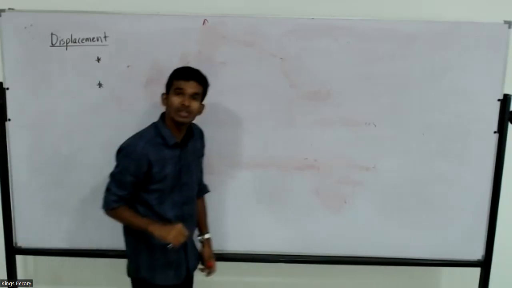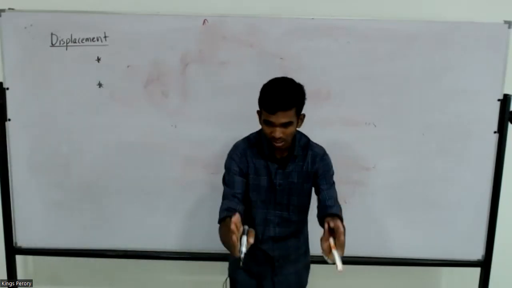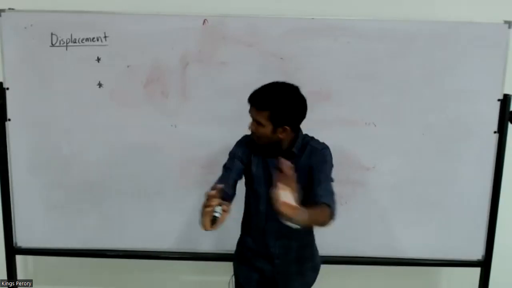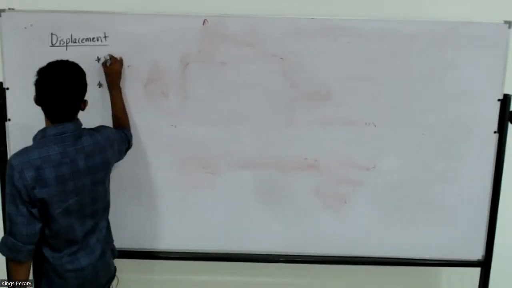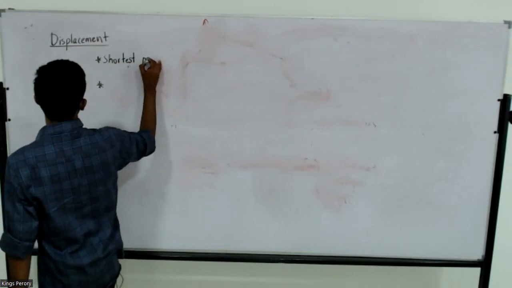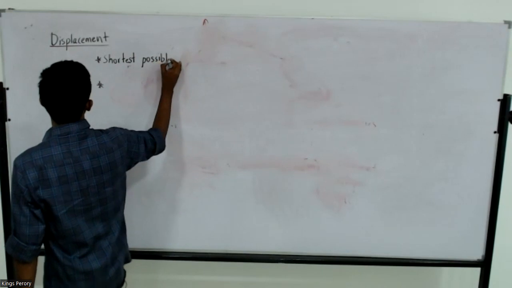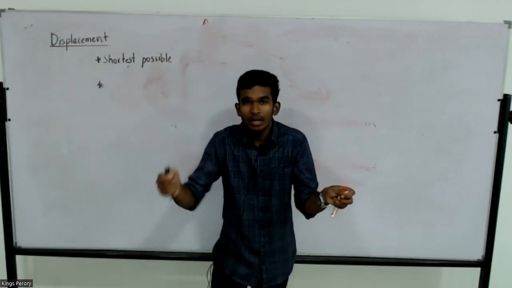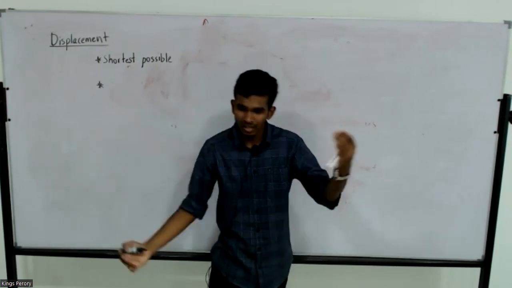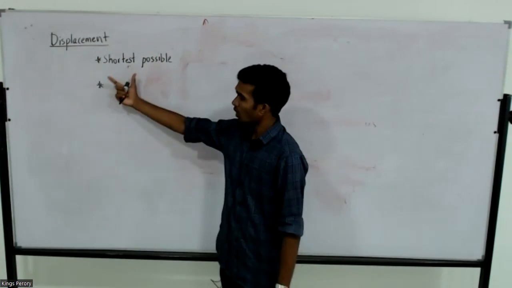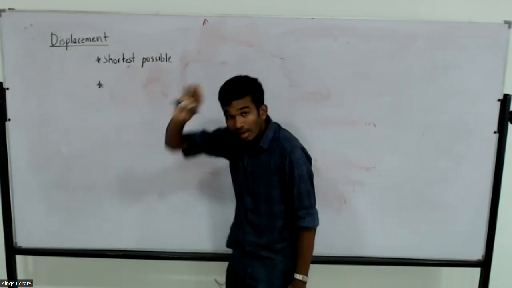Displacement is the shortest possible, that is the first point. You need to have that word. It's the shortest possible linear length between the starting point and the end point. So what is displacement? It is the shortest possible, first keyword, linear length.